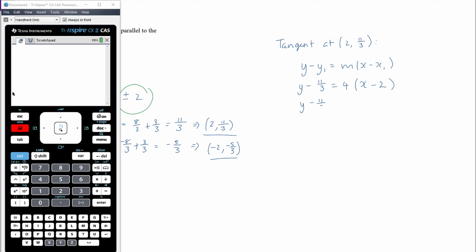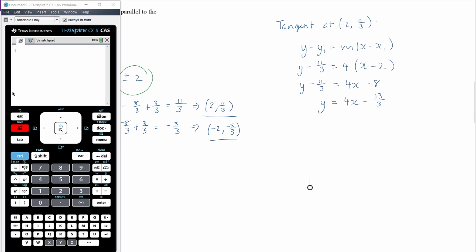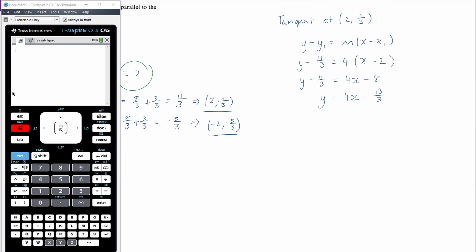So y minus 11/3 equals 4x minus 8, so y will equal 4x minus 8 plus 11/3, so 8 is 24/3, so it's minus 24/3 plus 11/3, so that's going to be minus 13/3. And so that's the equation of the tangent at the point 2, 11/3. And then, apologies, the second tangent, so the tangent at negative 2, negative 5/3.